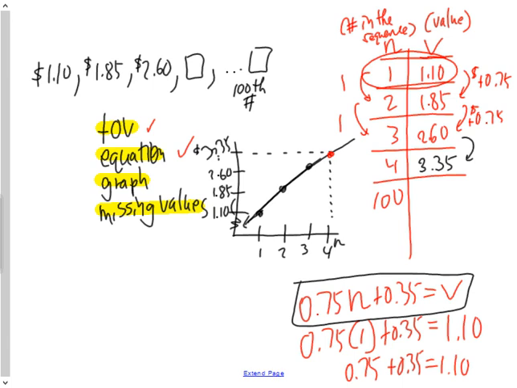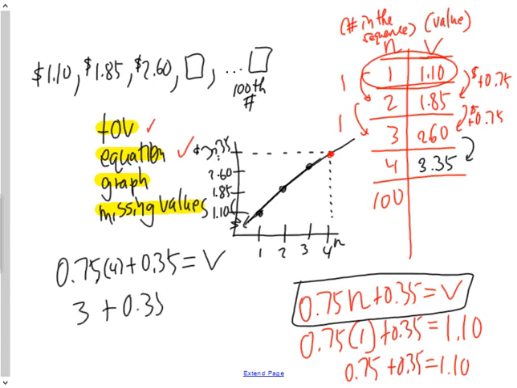But if I take my equation and I substitute that n, instead of being n, I'm going to make it the fourth number in the sequence. So I'm going to substitute it for 4. And I simplify it. Well, 75 cents times 2 is $1.50. Times 4 would be $3. Plus 35 would be 3.35 equals the value, which is what we already ascertained by just adding 75 cents to the number. So the fourth number in the sequence, when I plug it into my equation, becomes 3.35.